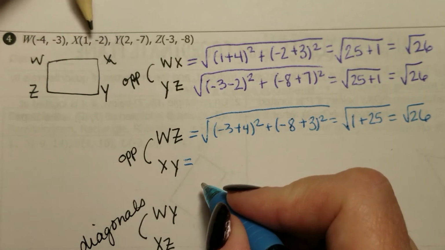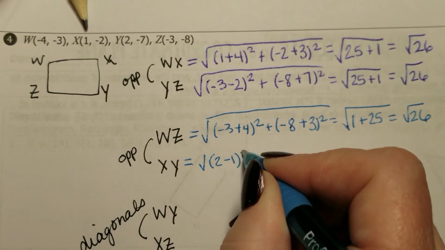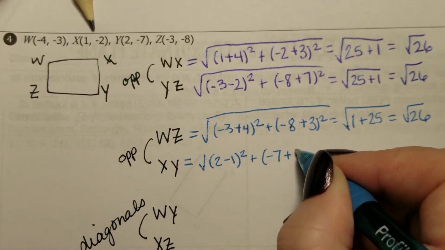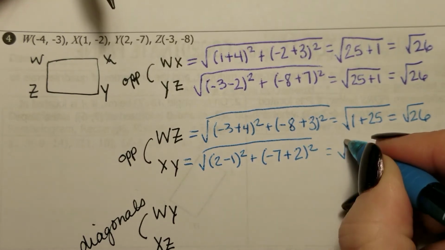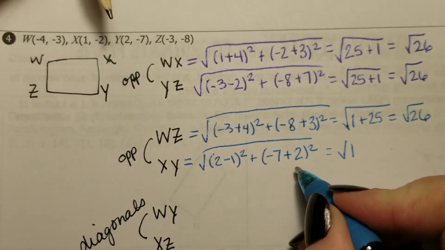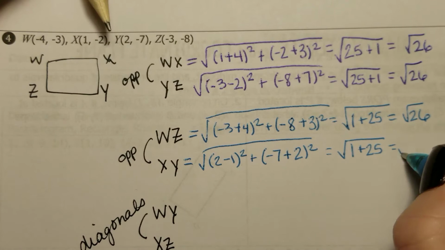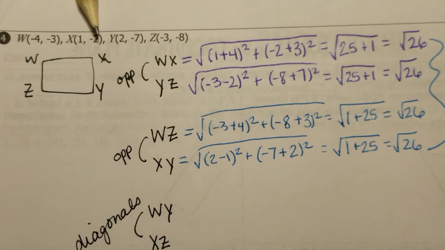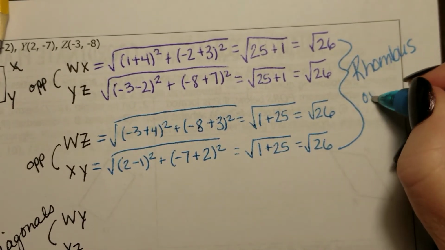So we're going to do XY. So we're going to have the square root of 2 minus 1 squared plus negative 7 minus negative 2 squared. 2 minus 1 is 1, and 1 squared is 1. Negative 7 plus 2 is negative 5. Negative 5 squared is 25. And look at that. We've got 4 sides that are the square root of 26. So all 4 sides being equal will give us either a rhombus or a square.